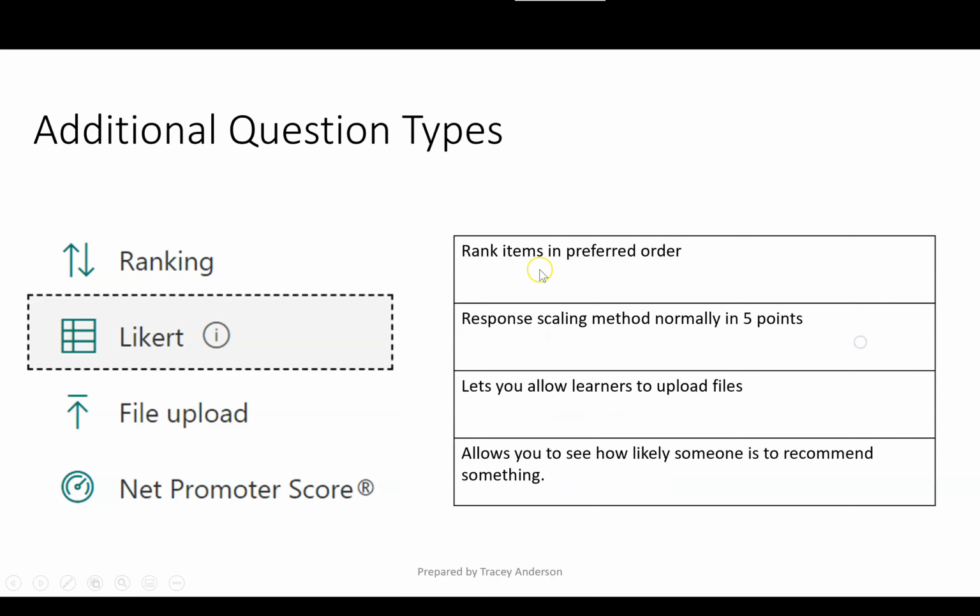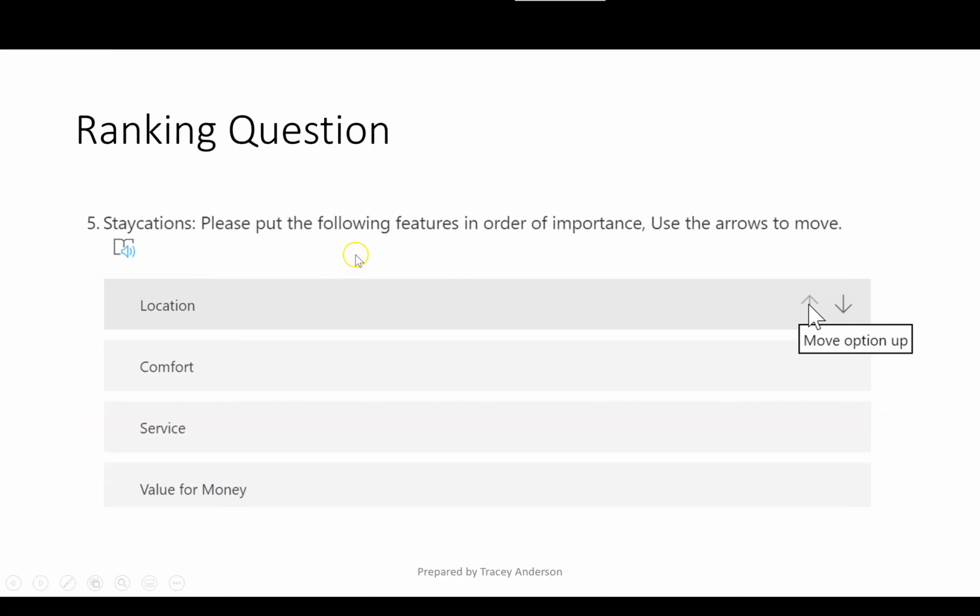So the ranking, you rank items in a preferred order. The Likert scale is a how to rate something, usually in 5 points. And file upload, I'll go through with you. It allows learners to upload files, and a net promoter score allows you to see how likely somebody is to recommend something. So here's an example of a ranking question: staycations.